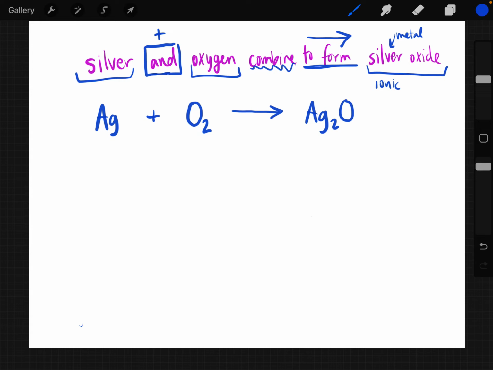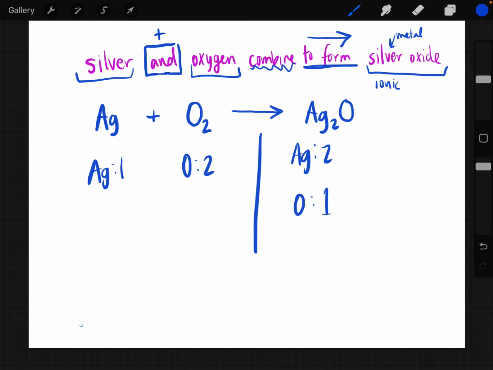And now all I need to do is balance my equation because I took care of everybody that was written down. I'm going to start with my silvers. I have 1 silver on the left. I have 2 silvers on the right. 2 oxygens on the left, 1 oxygen on the right. So my silvers, they're not happy, right? Because they're not balanced. So I'm going to put a big 2 on the left side because 2 times that 1 silver is going to end up being 2 silvers.